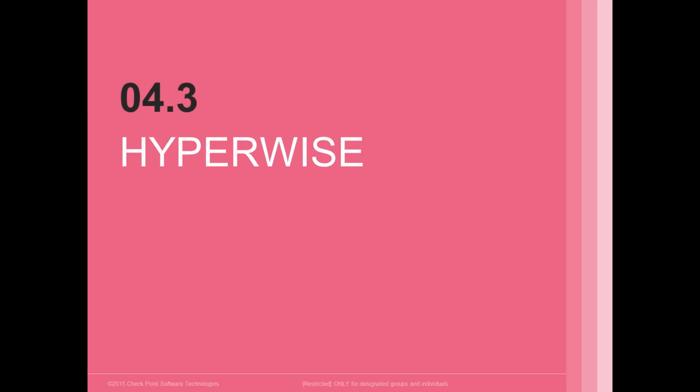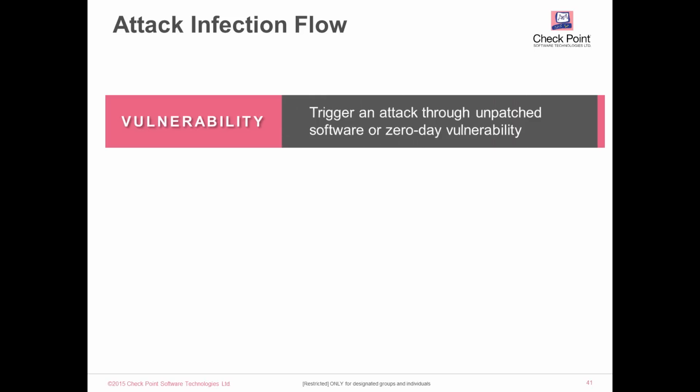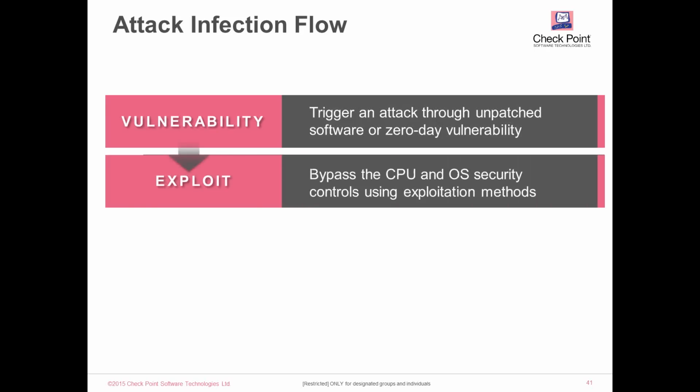Next technology I want to just cover, just a very, very quick highlight for, is Hyperwise. Hyperwise is a technology acquisition that Check Point has just recently made, and if we look at how an attack is generally constructed, you start off initially with a vulnerability. There has to be something that I can attack as an attacker if I want to get access to your systems. From that vulnerability, we then create an exploit, and what we try and do is bypass the mechanisms that the operating system guys put in place.